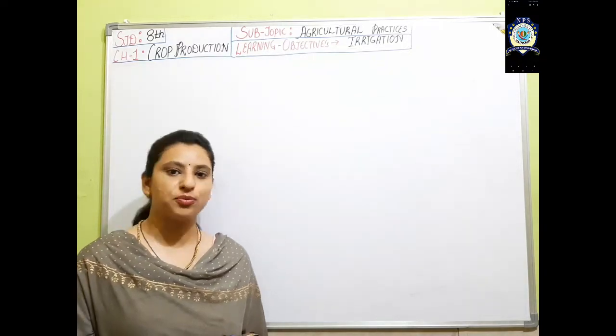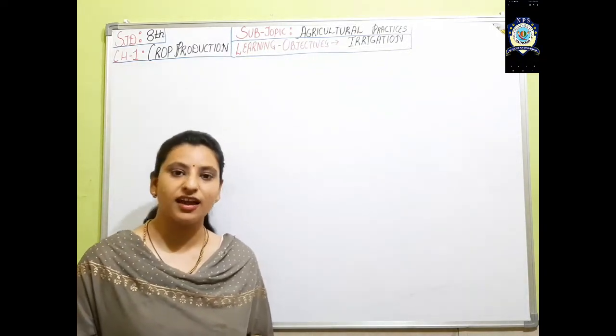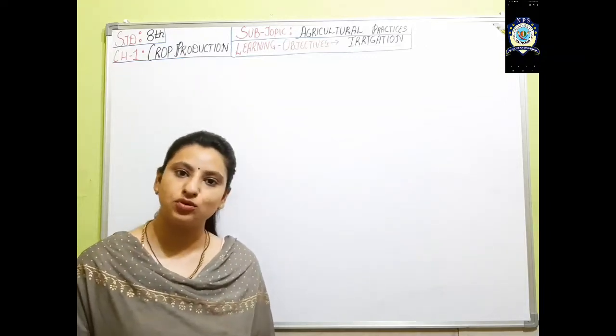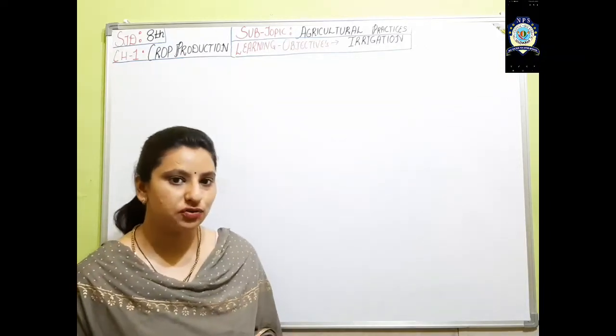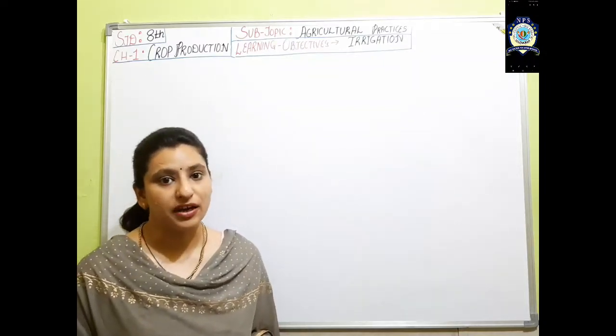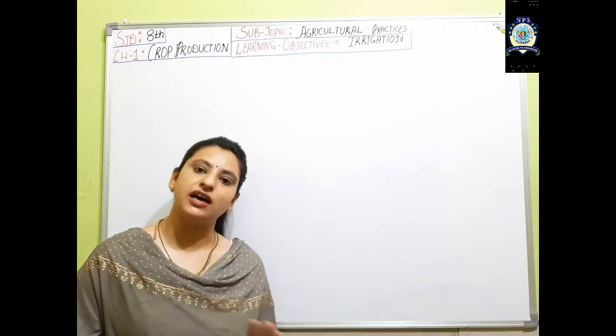The first chapter, crop production, we are discussing, and the subtopic agricultural practices is going on. We have done up to three practices: preparation of soil, sowing and selection of the seed, and the third one is manuring, adding manure and fertilizer. We have done up to that.